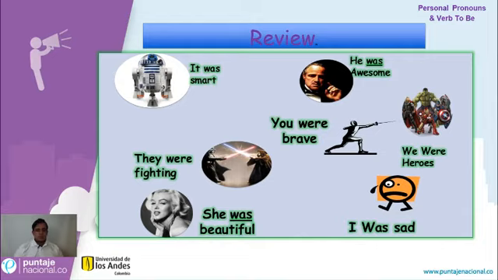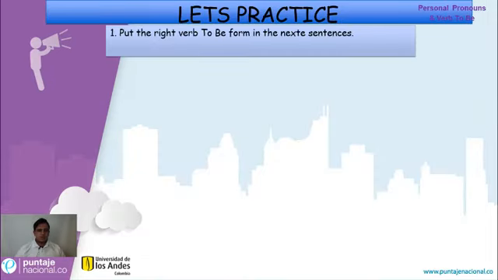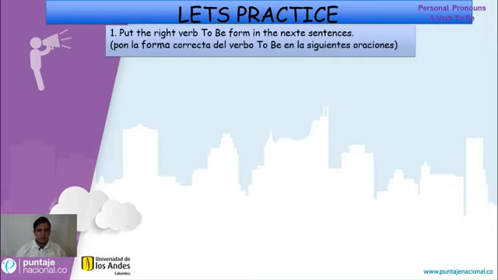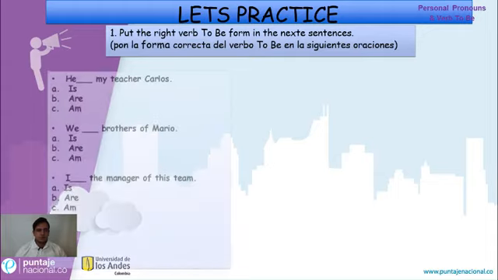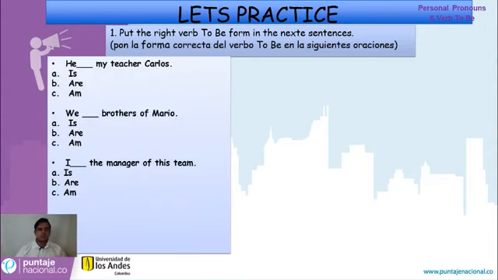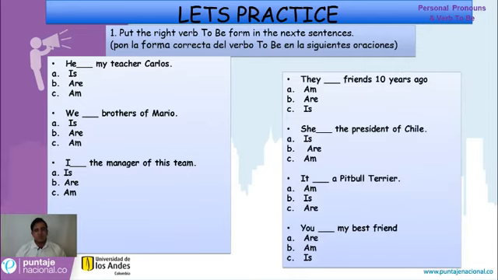Okay, guys, let's go. Here you have. Let's practice. Put the right verb to be form in the next sentences. Here you have two exercises, really basic, like my friend said, but so necessary to practice. I think the next class will be really interesting. Okay? So, the first one: He, and you have to choose: A is, B are, C am. He my teacher Carlos. So choose one, guys.